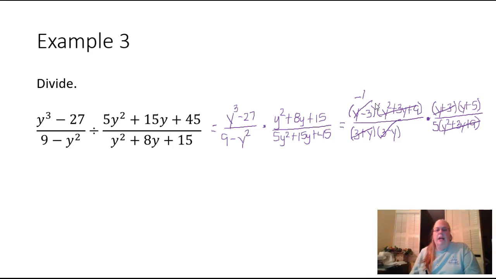So that means I am left with negative 1 times y plus 5 in the numerator, and then just a plain old 5 in the denominator. And I can put the negative 1 on the top or on the bottom. It doesn't matter, but since I put it on the top, I'll leave it there. Let's go ahead and distribute this inside. This is going to give me negative y minus 5 over positive 5, and there is my quotient.